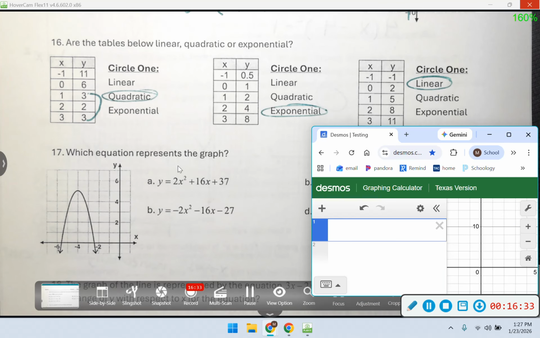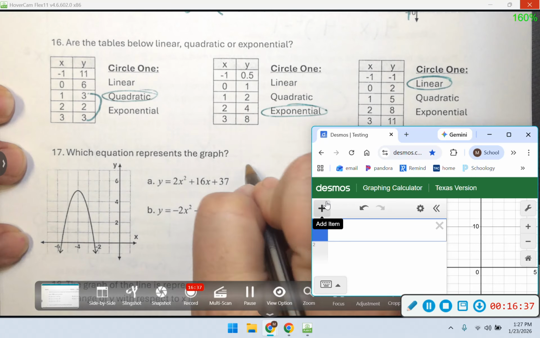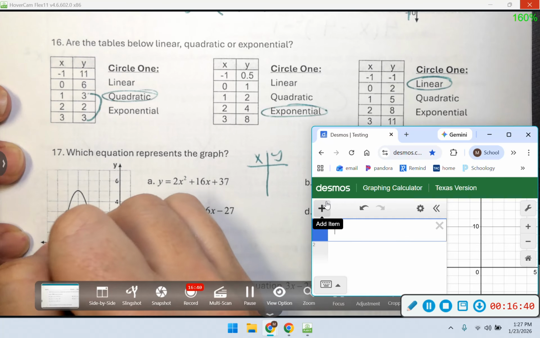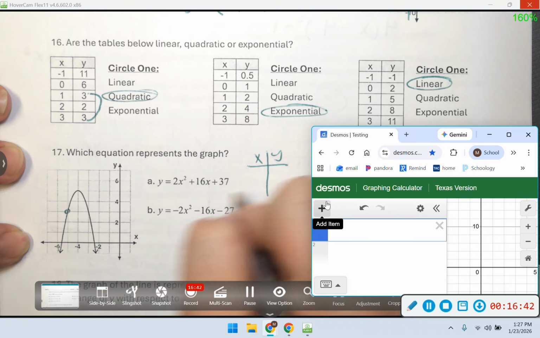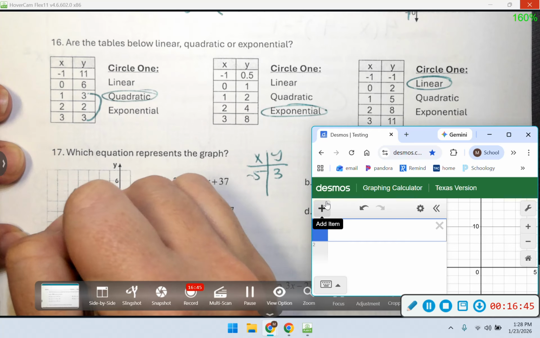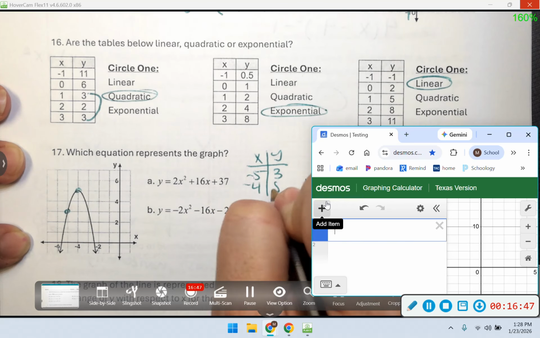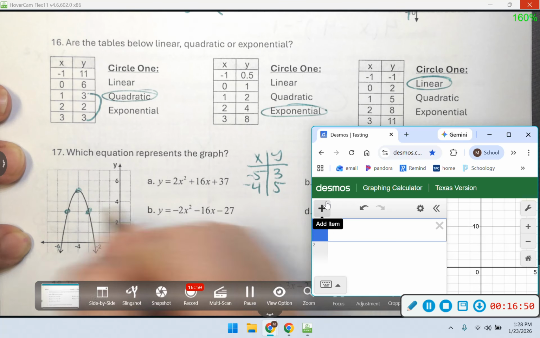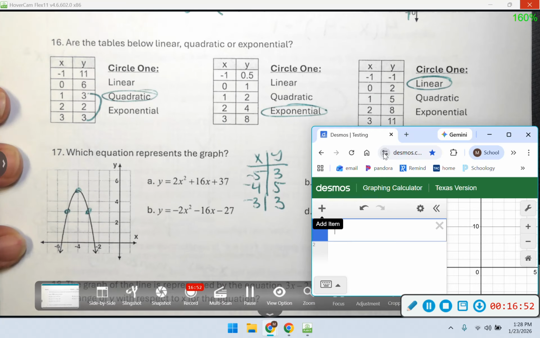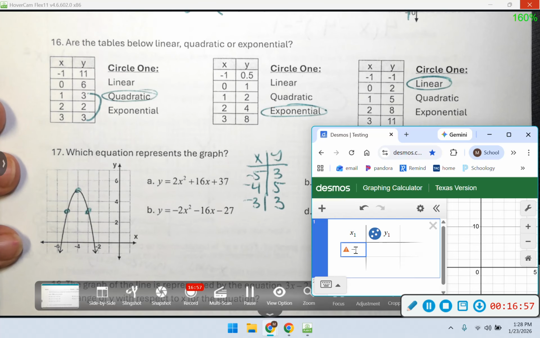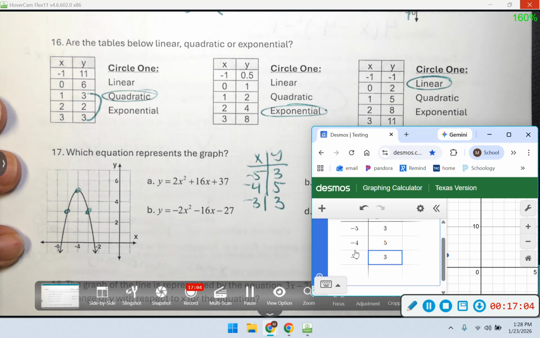This one says, which equation best represents the graph? Instead of typing all 4 in, which you could do, I'm going to build a table and pick 3 points. So here's a pretty point. So that's negative 5, 3. This is the point negative 4, 5. And this is the point negative 3, 3. You need 3 points. I like to always include the vertex, but that's just me. So I have negative 5, negative 4, negative 3, 3, 5, 3.